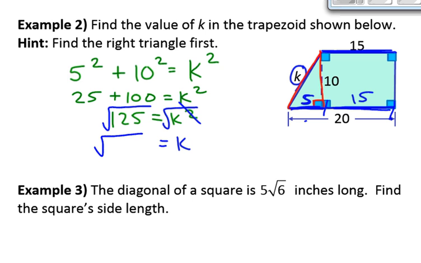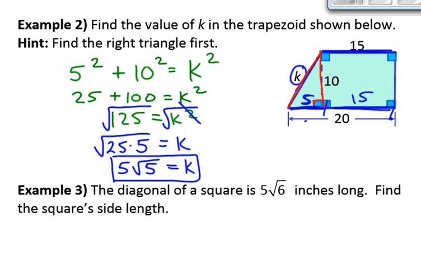So for 125, you look for the perfect square that multiplies to get 125. That would be 25. So 25 times 5 is 125. And then simplify. The square root of 25 is 5. The square root still has a 5 underneath, and that equals k. So that is my simplified radical for k.